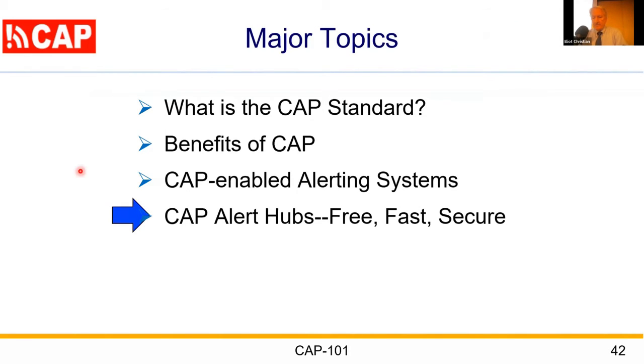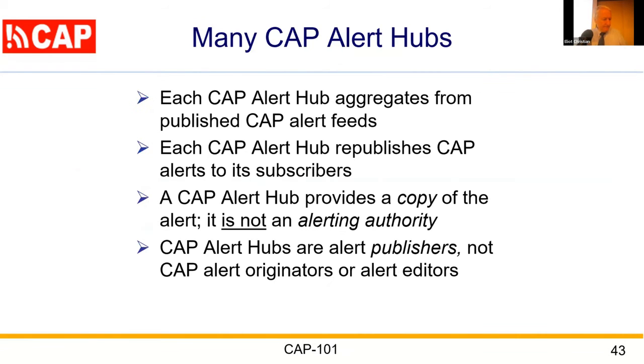There's more to say here quickly about CAP alert hubs. A CAP alert hub subscribes to published CAP alert feeds and offers the aggregate to its own subscribers. It's important here to emphasize the CAP alert hub is only a copy of the alert. It is not in the role of an alerting authority. It's more of a publisher rather than an originator or an editor of CAP alerts.